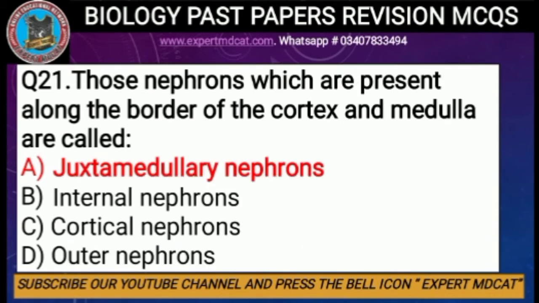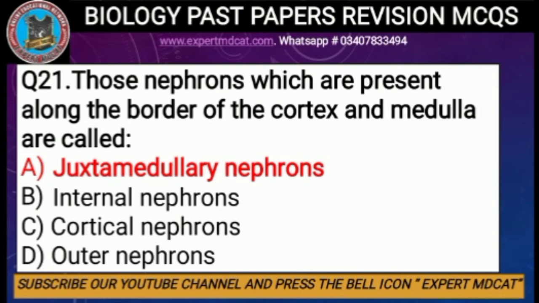Question number 21 is, those nephrons which are present along the border of the cortex and medulla are called. Options are: A, juxtamedullary nephrons; B, internal nephrons; C, cortical nephrons; and D, outer nephrons. Here the correct option is A, juxtamedullary nephron, because it is responsible for concentrated urine, and these nephrons are present along the border of the cortex and medulla.